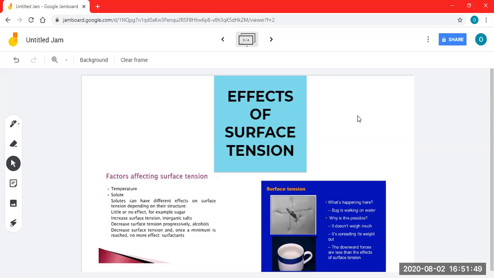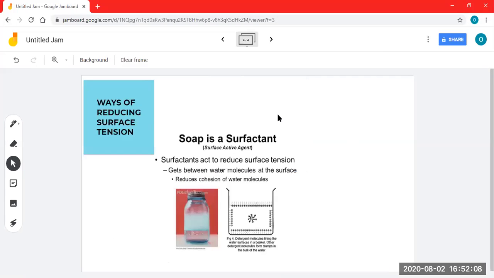We have a dry needle that can float on still water when gently placed on it. We've talked about that when I showed you the illustration while defining surface tension. So lastly, we'll look at ways in which we can reduce surface tension. How can we reduce surface tension?